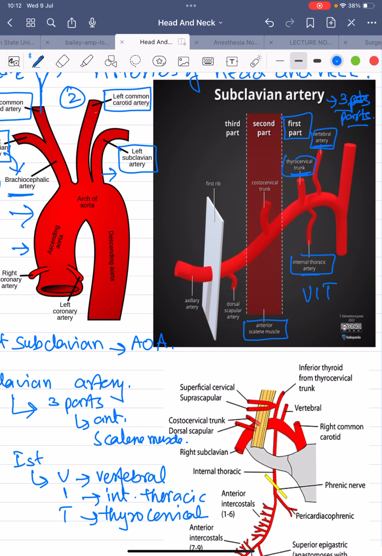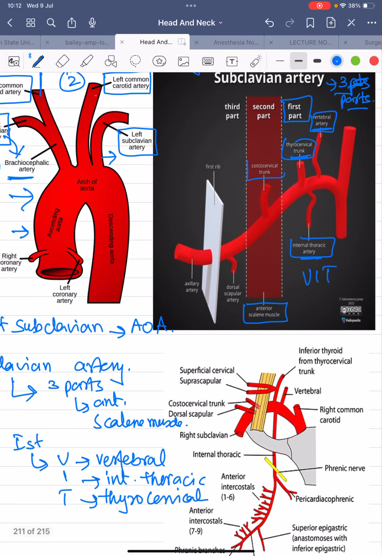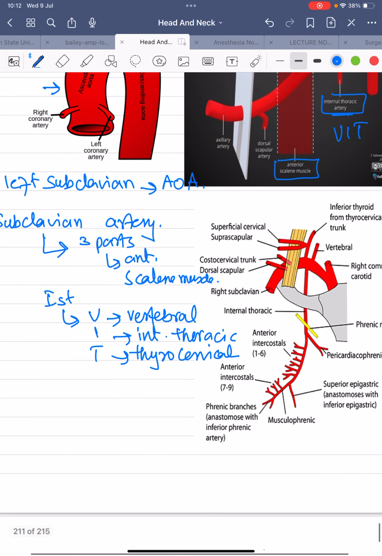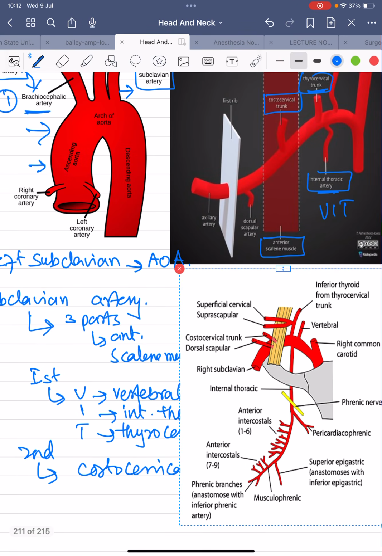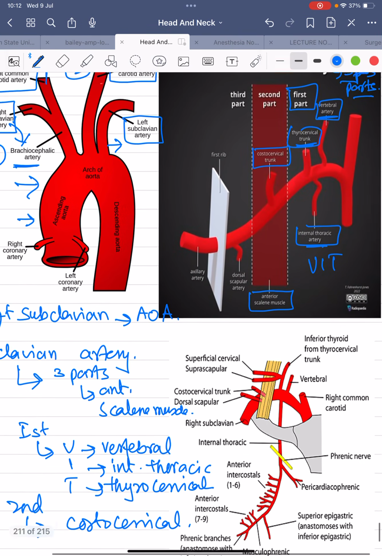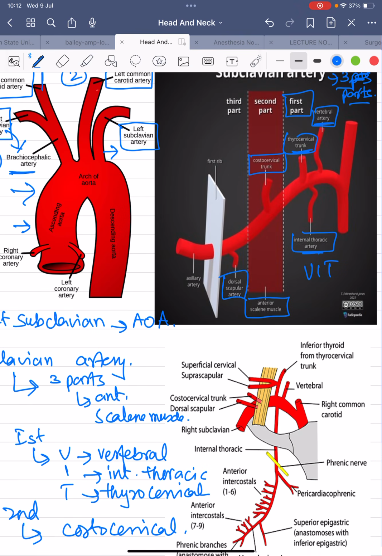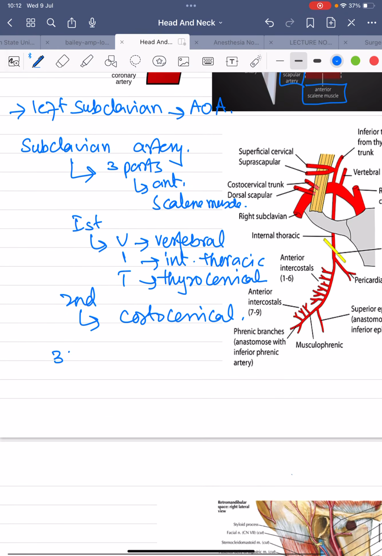The second part gives you the costocervical trunk. And the third part gives you the dorsal scapular artery.